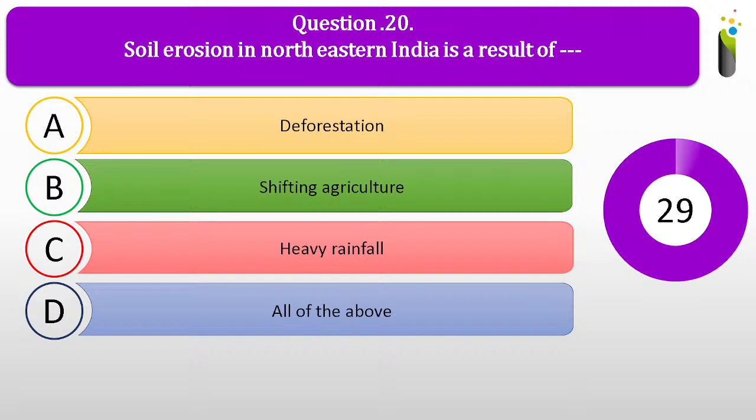Time starts now. Soil erosion in the northeastern India is a result of dash.